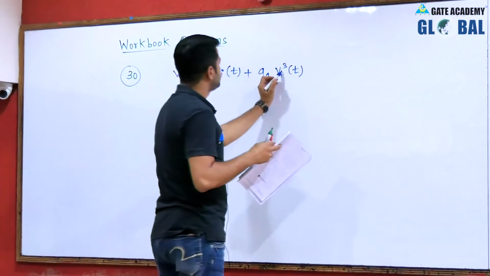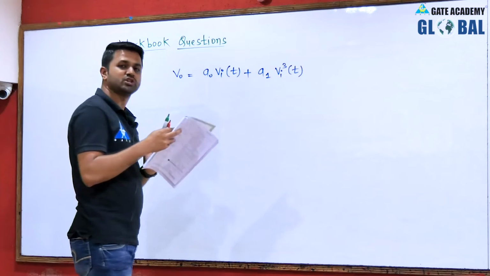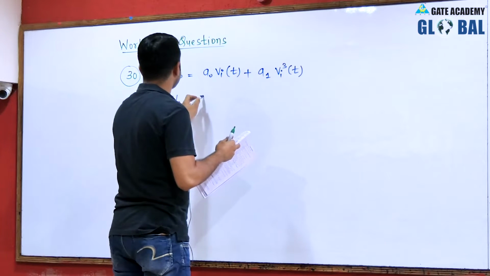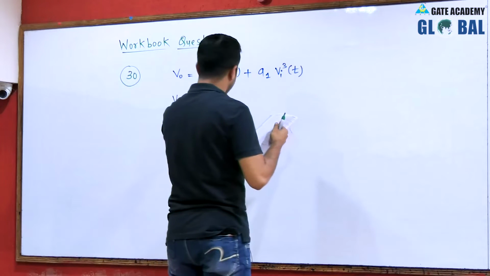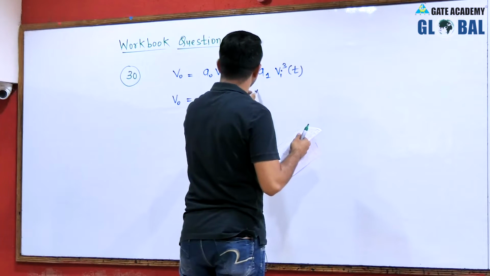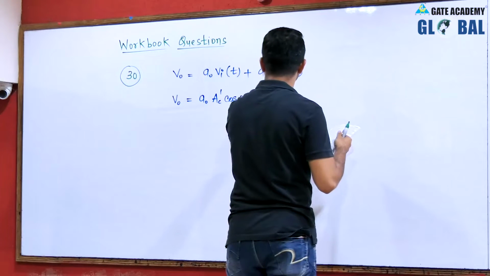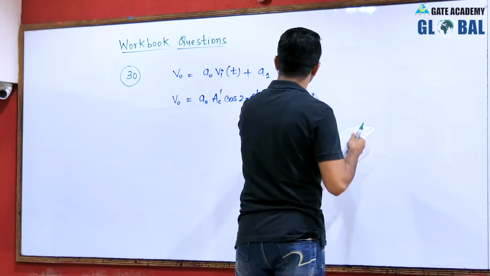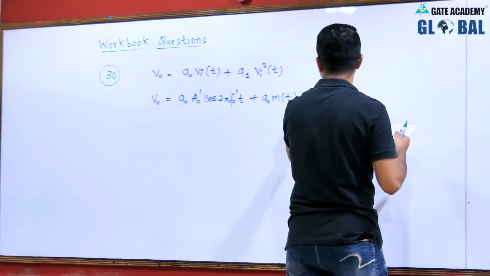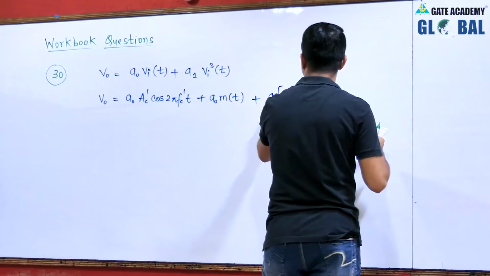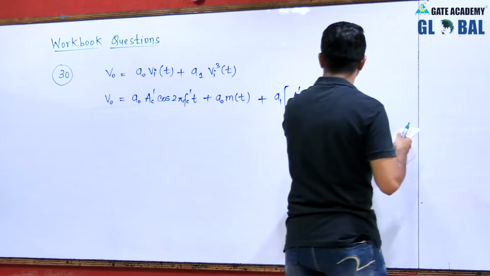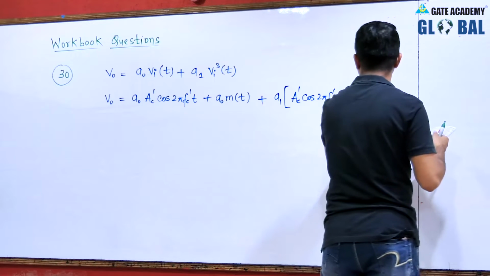So, Vi is given by Ac' cos 2π fc' t plus m(t). So, let us substitute that value into V0, which is a0 Vi, which is Ac' cos 2π fc' t plus a0 m(t), plus a1 (Ac' cos 2π fc' t plus m(t)) whole cube.